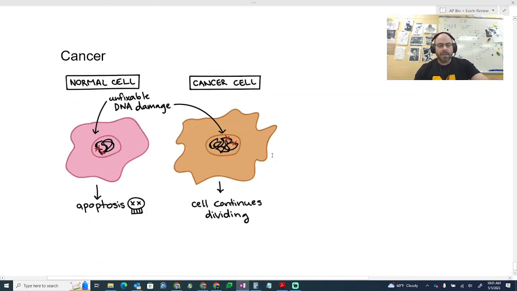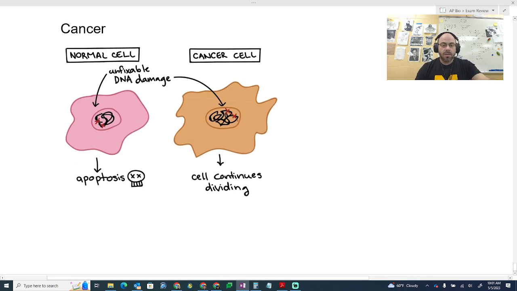Cancer is the unregulated cell growth, usually because of some sort of genetic mutation in the proteins that are supposed to say stop dividing, or you can't stop dividing, so go and die. Something is broken, and those cells will continue to grow uncontrollably.